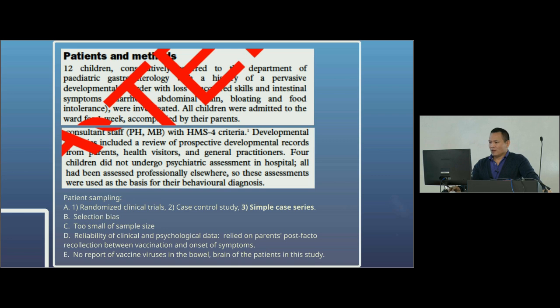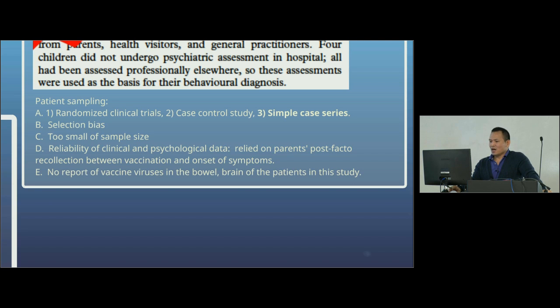Like I said here, and then in terms of the developmental diagnosis, there were prospective developmental records from parents, health visitors, and general practitioners. 4 children did not undergo psychiatric assessment in the hospital. Now, to diagnose kids with some sort of developmental disability, I think you need more than parents and general practitioners. You need specialists, psychiatrists. So when I see this, I'm seeing very general observations that parents can make. And then, like I said, 4 of them did not undergo a psychiatric assessment in the hospital.